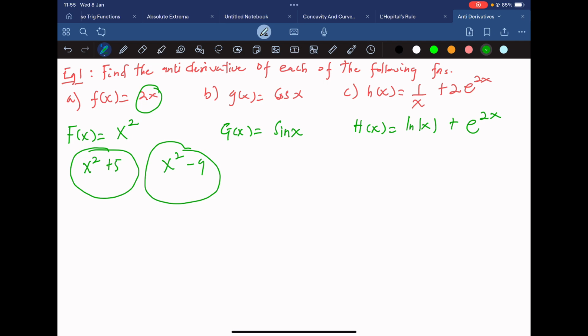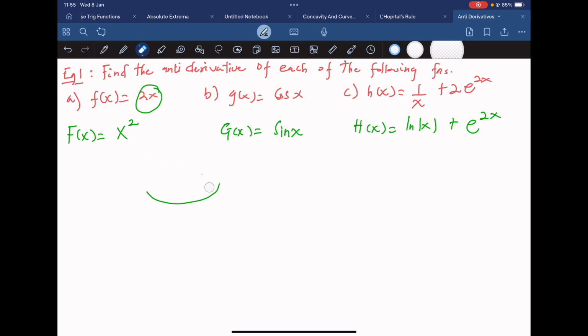Okay. So then it means we don't have just one expression satisfying the condition. We have multiple expressions, right? So in this case, what this means is that instead of having F of x equal to x squared, we can have F of x equal to x squared plus c.